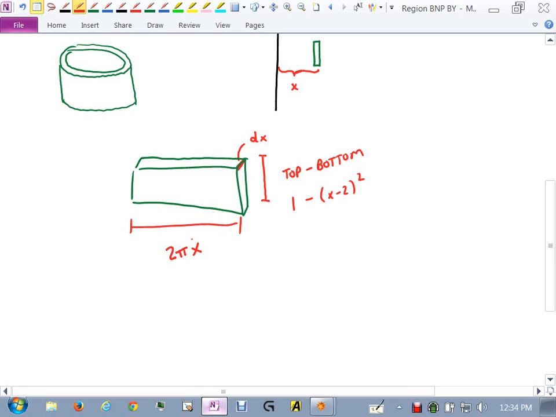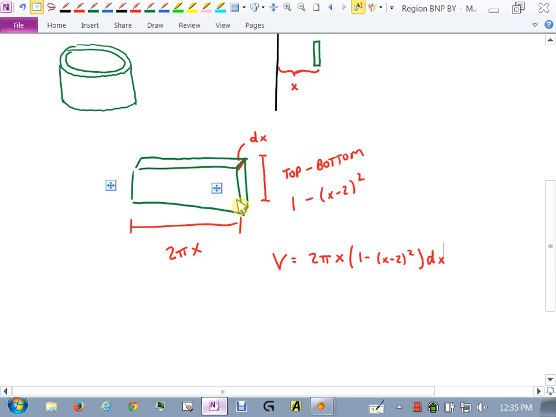We'll definitely have to do more of this next class, but okay, so what is the volume of this one little piece? It'll be 2 pi x times dx. Why don't I throw that in the back? And then what's that other piece in here? 1 minus x minus 2 squared. That is the volume of just that sliver.